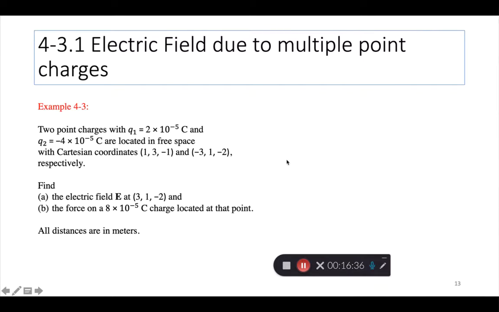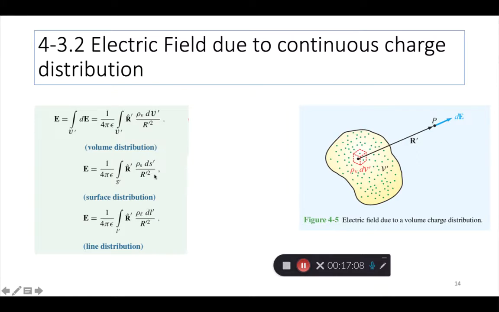On the next slide, slide 13, there is an example problem to show how, if you have two charges, you find the net electric field strength E at a third point based on these two charges. Part B says to find the force on another charge of 8 times 10 to the power minus 5 coulombs. We'll look at all this in my next recording.